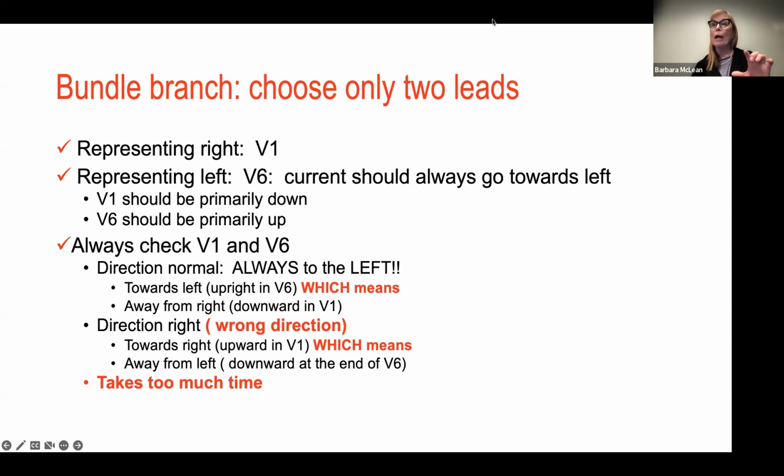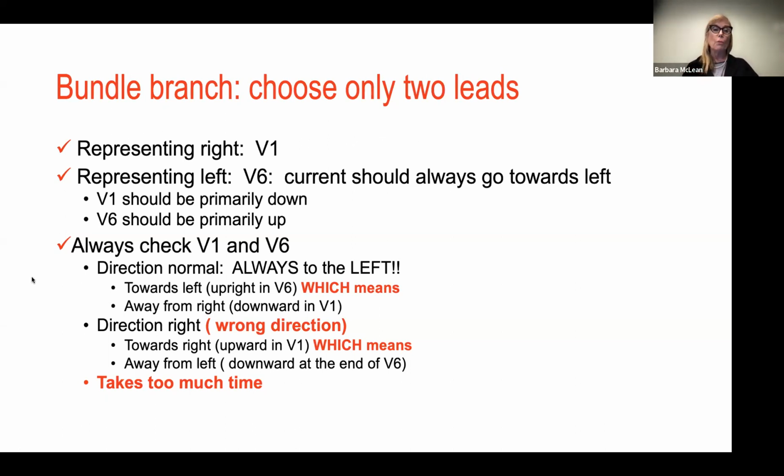Now, you'll still have an upright in V6, but then after your R wave, you'll have a wide, deep downwards deflection that we call an S wave. An S wave is not normal in V6. So when you have an S wave in V6, that means a downward deflection after the R wave. When you have an S wave in V6, always look to V1 and see if it's primarily upright. Now, that's really important. First, you're going to look at direction. Is direction normally to the left, or is your direction abnormally to the right?